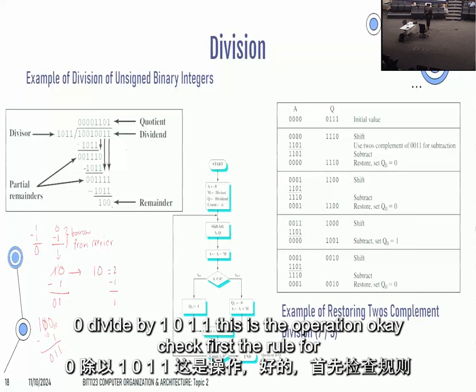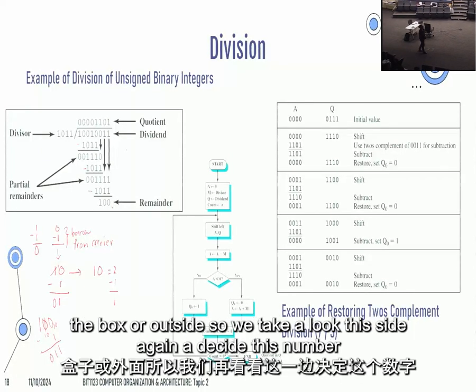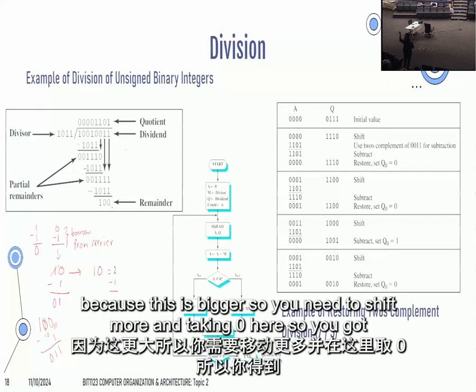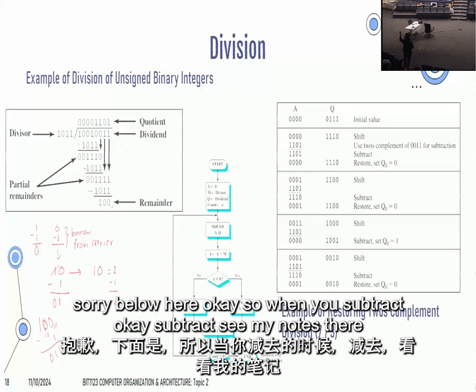Check first the rule for division. Check first which number is bigger, inside the box or outside? So we take a look at this side, again this side. This is 5 digits, 1001. We can't divide with this number because this is bigger. So you need to shift more and take the 0 here. So you get 10010 divided by 1011 because this is 5 digits. So that's why this one goes above, below here.